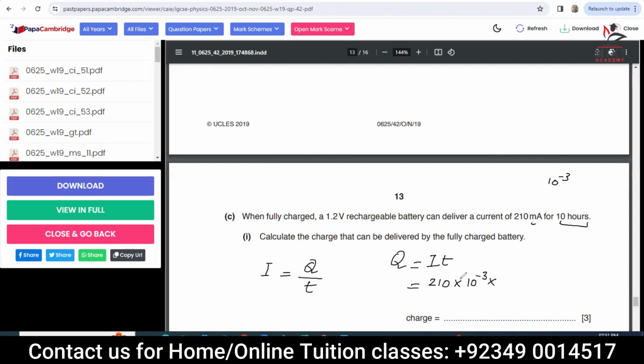Always remember, in this formula, you have to convert it into seconds. So how to do this? 10 hours can be converted into minutes first by multiplying it by 60. And then minutes will further multiply with 60 to convert it into seconds.